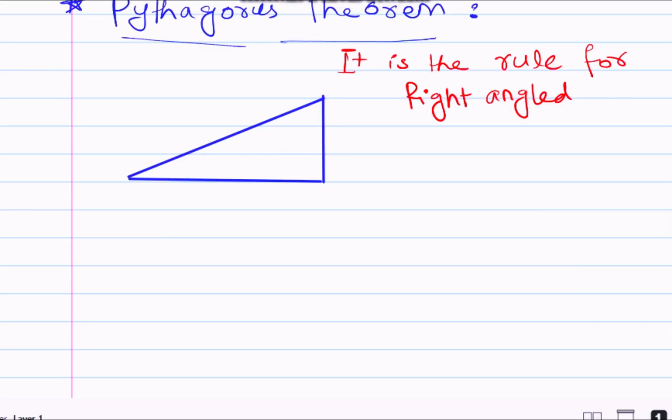Very good. Shiba also told us what the Pythagoras theorem is, but it is the rule for the right angle triangle. So it is a very important thing. Please note my thing. Let me rub this line and I will write it again. Sorry, where is the blue pen?